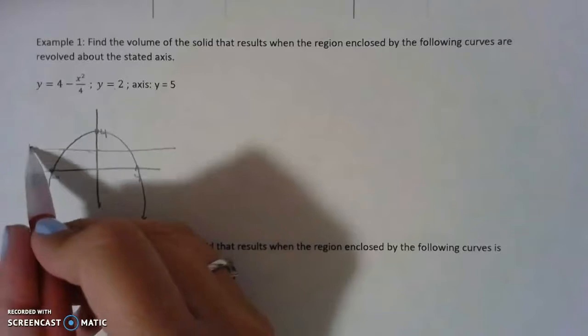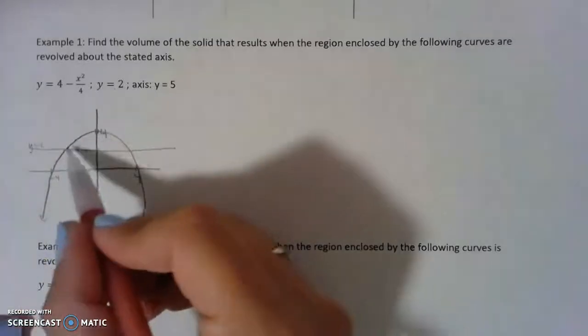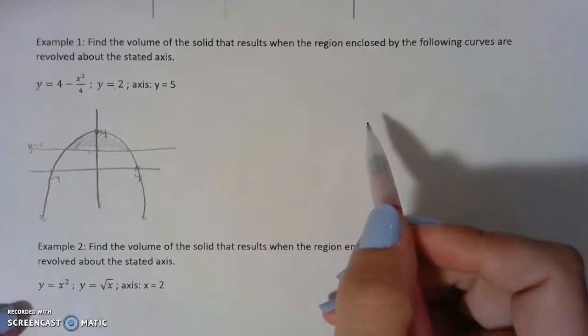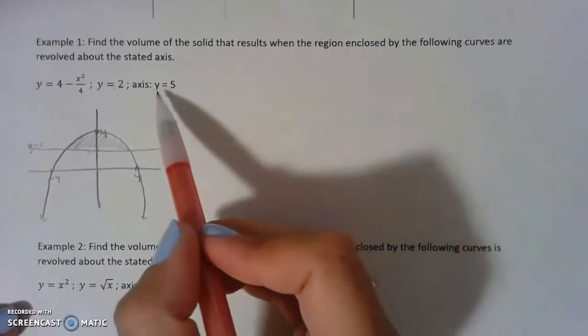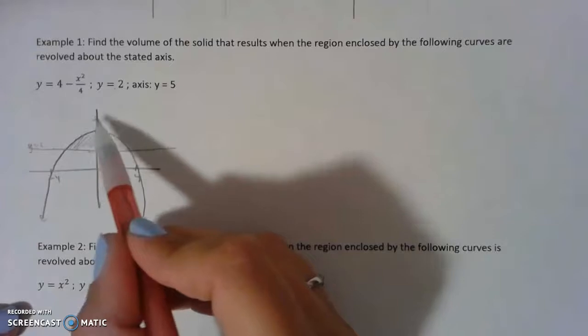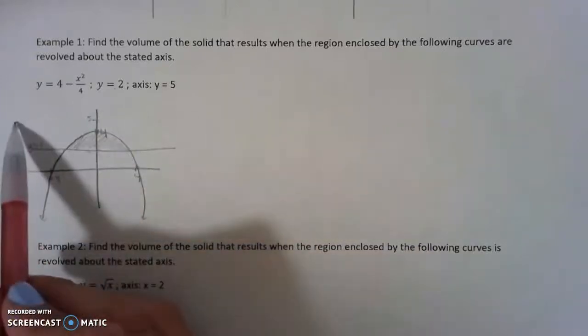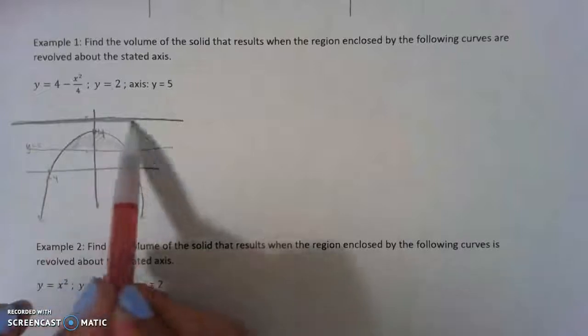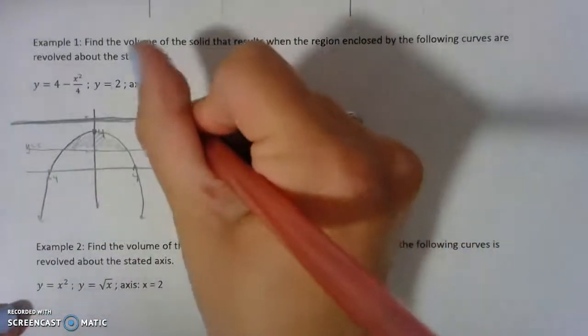Okay, this is y equals 2. All right, so this is the section that we are going to rotate about the axis y equals 5. Well, if this is where y is 4, y equals 5 is going to be up here. So that means I'll go ahead and draw this. I'm going to draw it a little bit thicker just so you guys see. This is what we're going to rotate about.